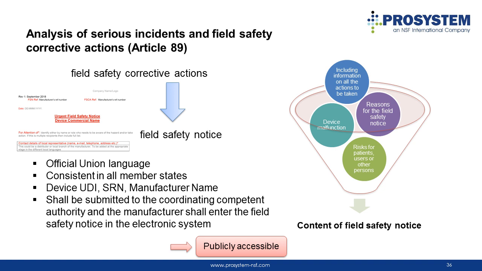The field safety notice shall be edited in an official Union language or languages determined by the member state in which a field safety corrective action is taken. The content of the field safety notice shall be consistent in all member states. Since the field safety notice is publicly accessible, the device UDI, single registration number, and manufacturer name will be addressed on the notice. The field safety notice will be submitted to the competent authority and made available in the EUDAMED system.